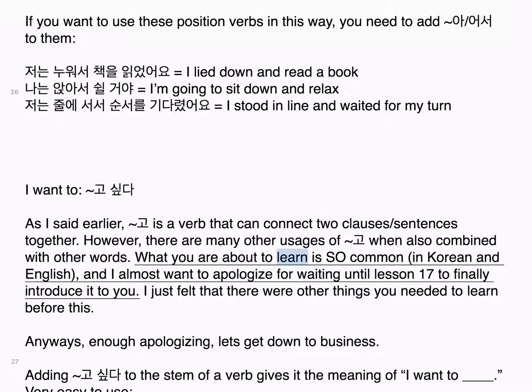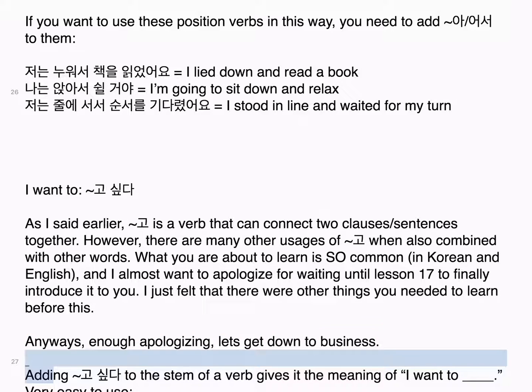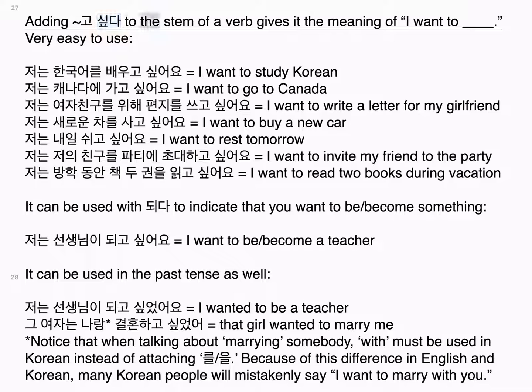What you are about to learn is so common in Korean and English, and I almost want to apologize for waiting until lesson 17 to finally introduce it to you. I just felt that there were other things you needed to learn before this. Anyways, enough apologizing. Let's get down to business. Adding 고 싶다 to the stem of a verb gives it the meaning of I want to.